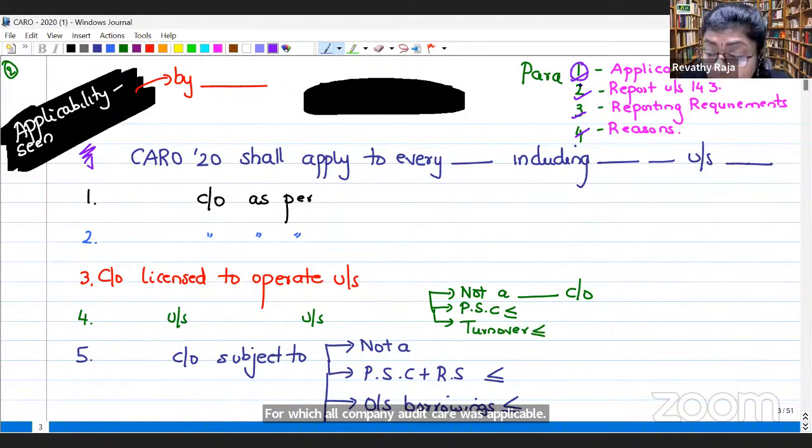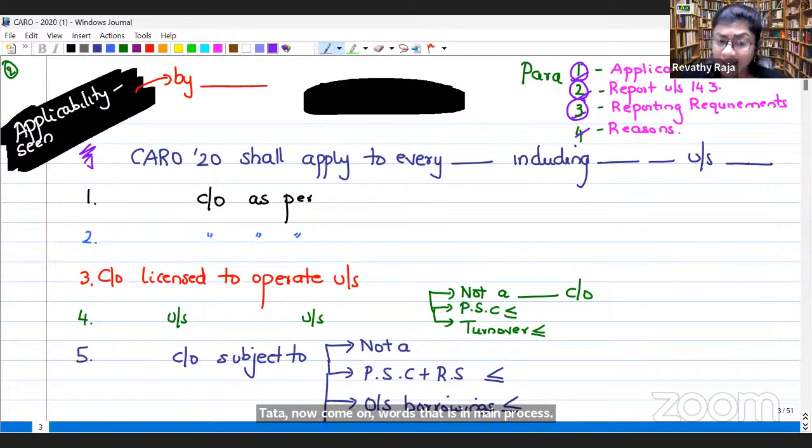Now, para 2 is the driving section, which says, as per this order, auditor of a company has to report under section 143. That is para 2. Para 3 is the main: the main clauses, reporting requirements.